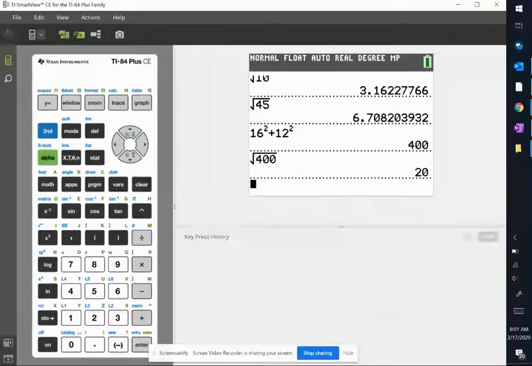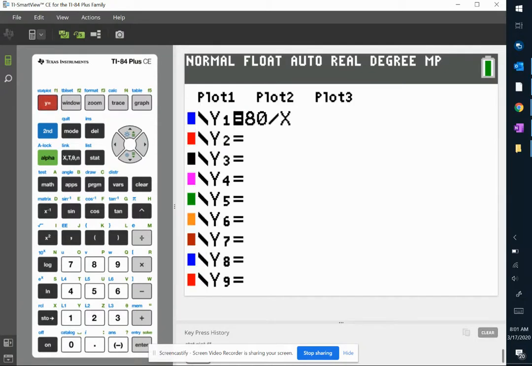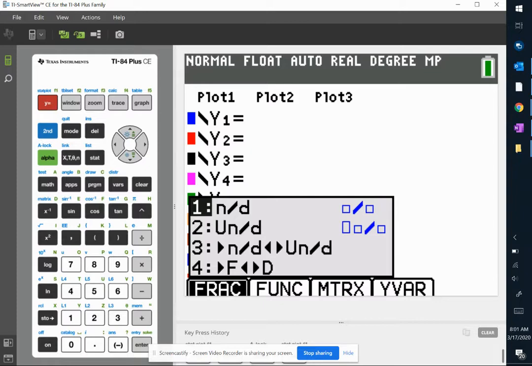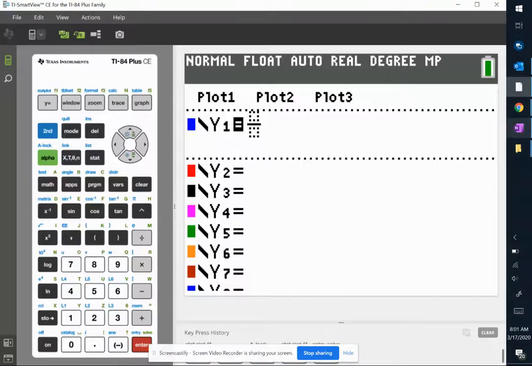If I do want to put it in the calculator, I hit the y equals button up in the top, and then I put the equation of the line in there. So I hit alpha y equals to bring the fraction menu up. And I'm at 1/2 x plus 2. So 1/2 x plus 2. I hit enter.